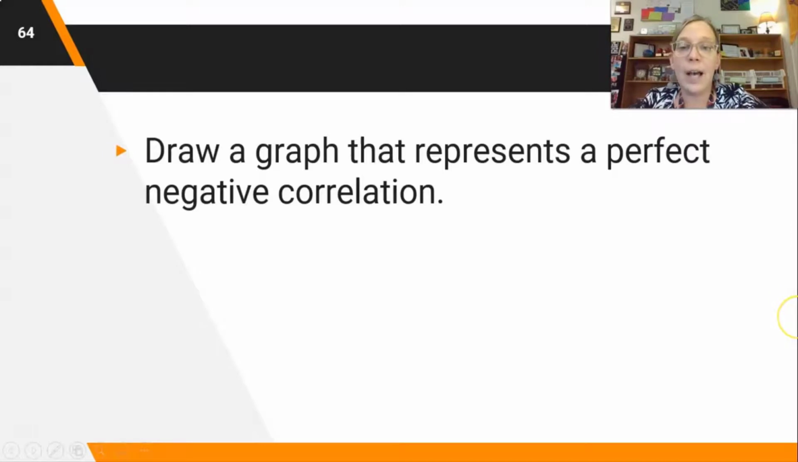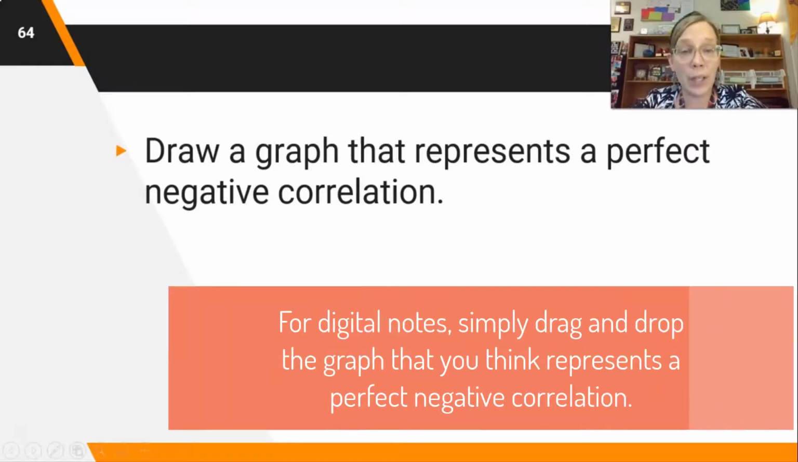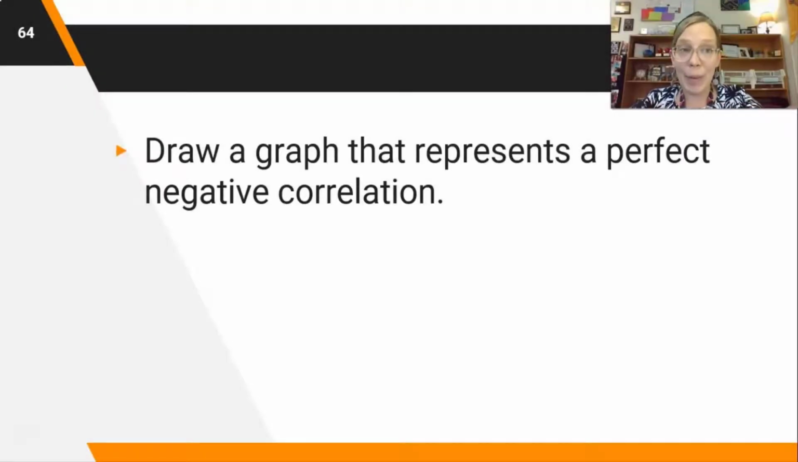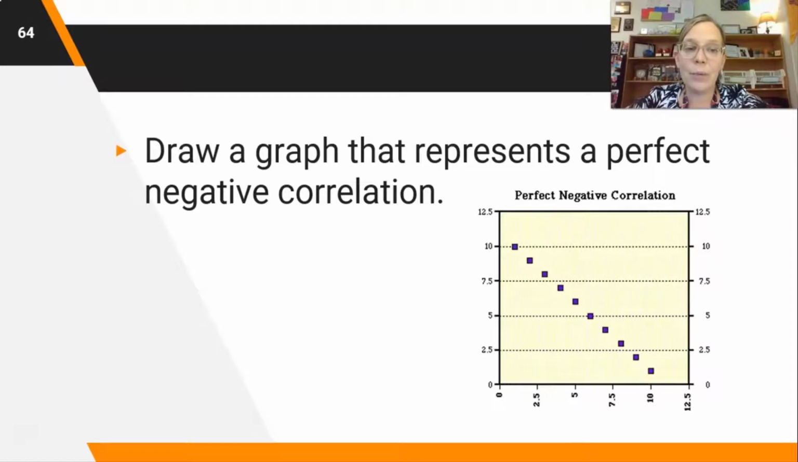All right, now draw a graph that represents a perfect negative correlation. Pause the video and draw your graph. And we're back. So let's see how you did on this one. You guessed it. It is basically the opposite of the last graph. So as x increases by 1, then y decreases by 1. So it's just going in the opposite direction, but it's the same basic idea. The perfect correlation is that there's an equal amount of change.